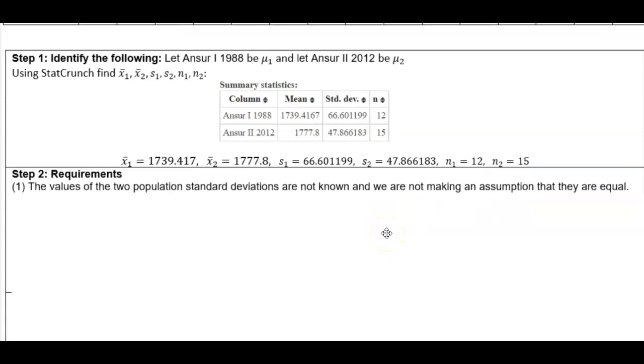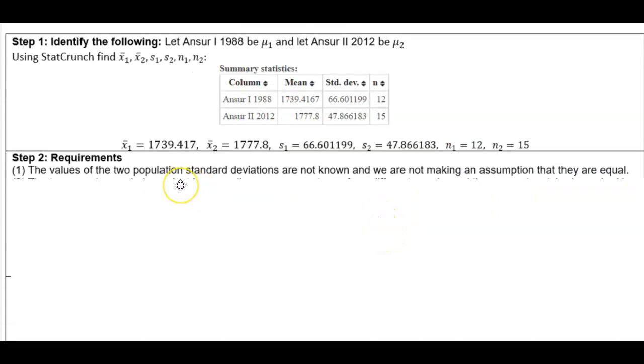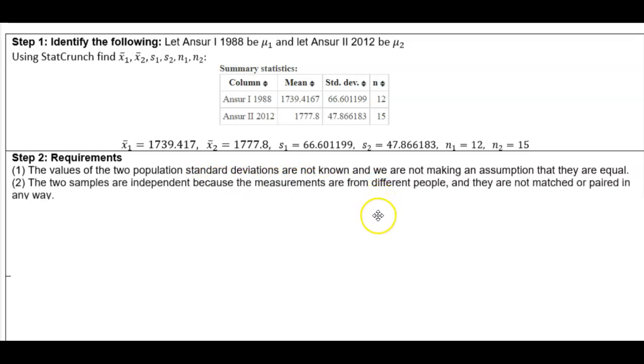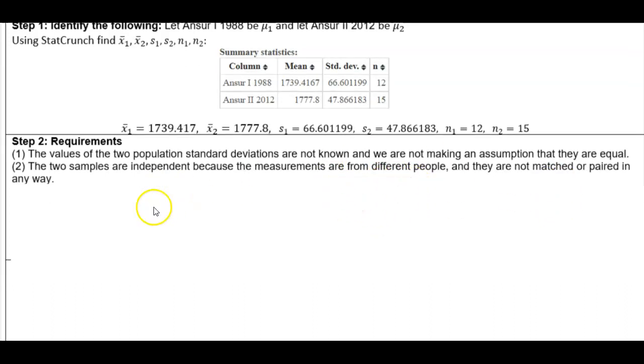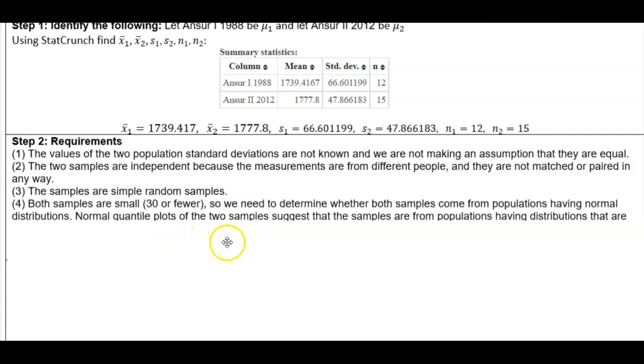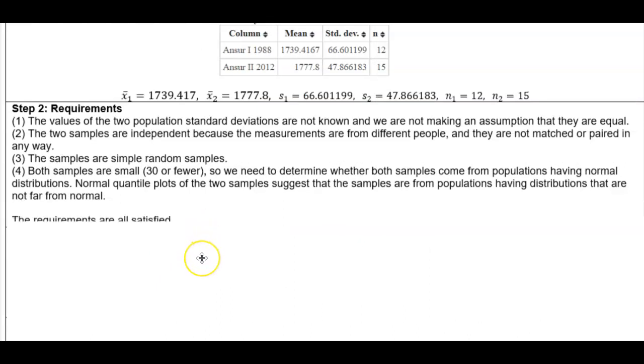Now we need to take a look at the requirements. For 1, the values of the 2 population standard deviations are not known, and we are not making an assumption that they are equal. Number 2, the 2 samples are independent because the measurements are from different people, and they are not matched or paired in any way. Number 3, the samples are simple random samples. And number 4, both samples are small, 30 or fewer, so we need to determine whether both samples come from populations having normal distributions. The normal quantile plots for the 2 samples suggest that the samples are from populations having distributions that are not far from being normal.